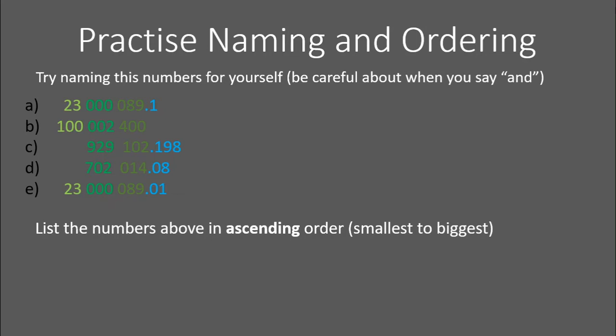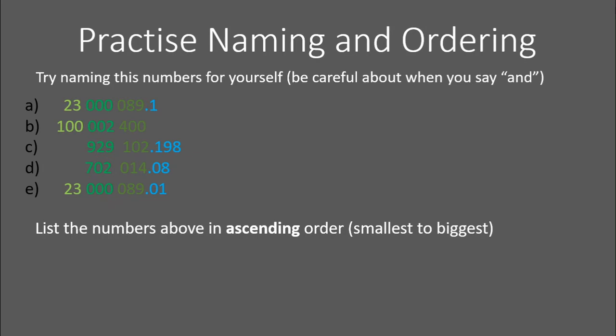Okay, then you want to list the numbers in ascending order. Now this vocabulary is very helpful when you come to a test or an exam and you don't know what ascending means. Ascending means going upwards, so from smallest to biggest. Go ahead and hit pause and give that a go for yourself. I hope you've hit pause.